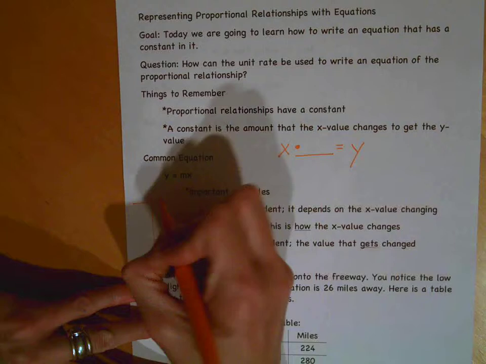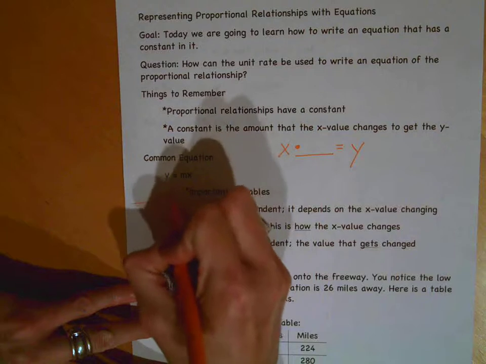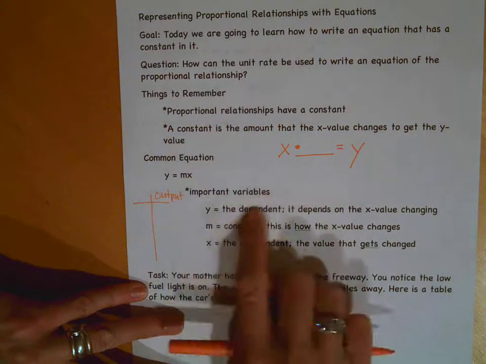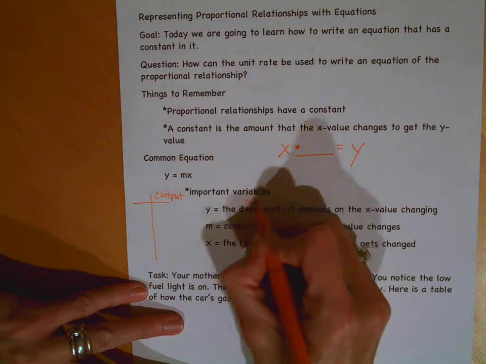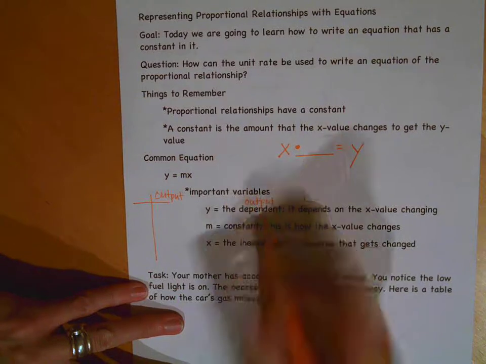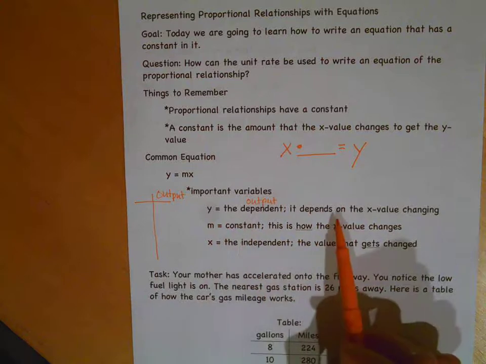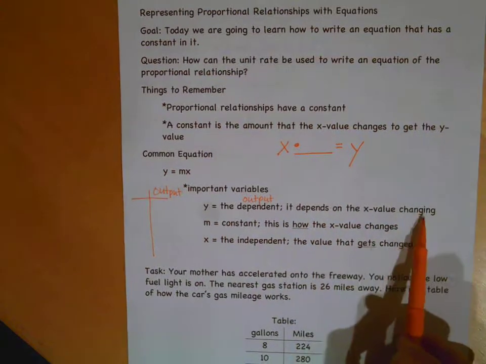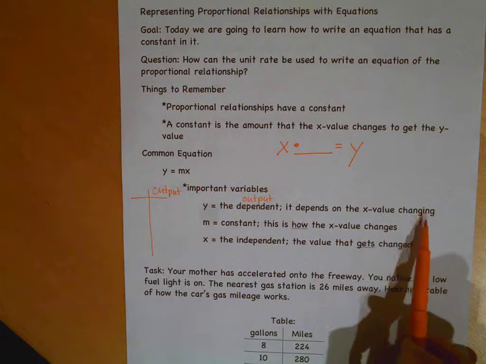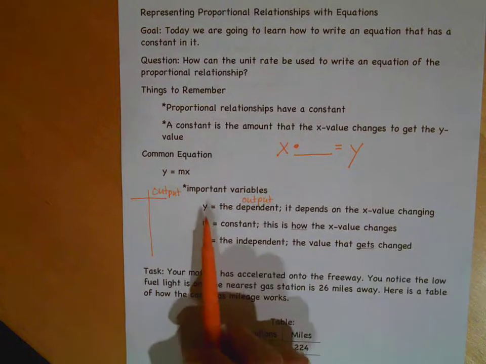Remember, we've been working with tables. It is the output. Okay? The y is the output. It's the dependent. The output, the dependent, it depends on the x value changing. So we have to do something to the x to get the y.